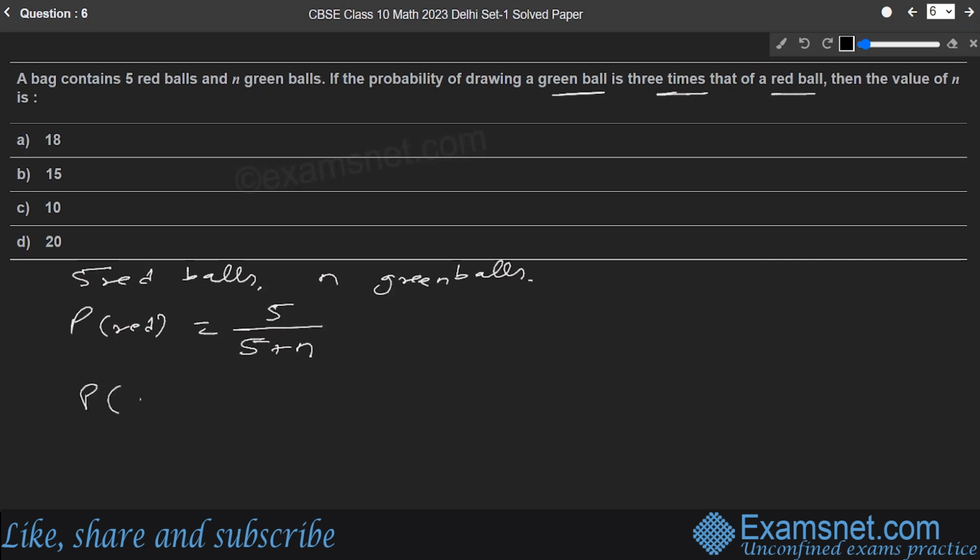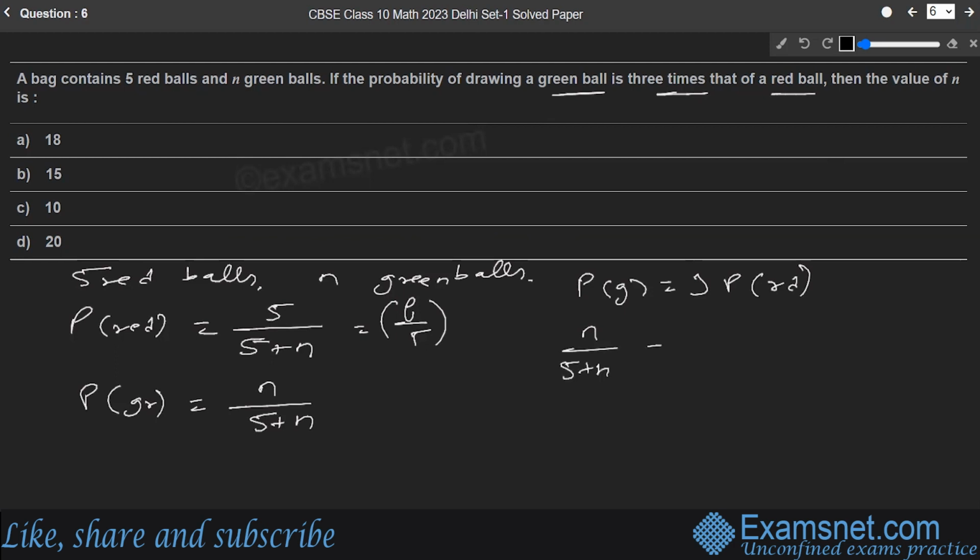Similarly, probability is always the number of favorable outcomes divided by the number of total outcomes. So that's what we are using. The probability of green will be the number of green balls, that is n, divided by the total number of balls, that is 5 plus n. Now he says the probability of picking a green ball is 3 times the probability of picking a red ball. So let us put our PG and PR values here. What we can write is n by 5 plus n is equal to 3 times 5 by 5 plus n.